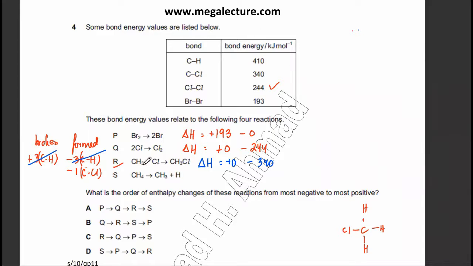The last one is you're breaking a CH bond. That's what you're doing. So the enthalpy change is you're just breaking a CH bond. That value is plus 410. So anyways, you've got these values and you just have to arrange them in the right order.